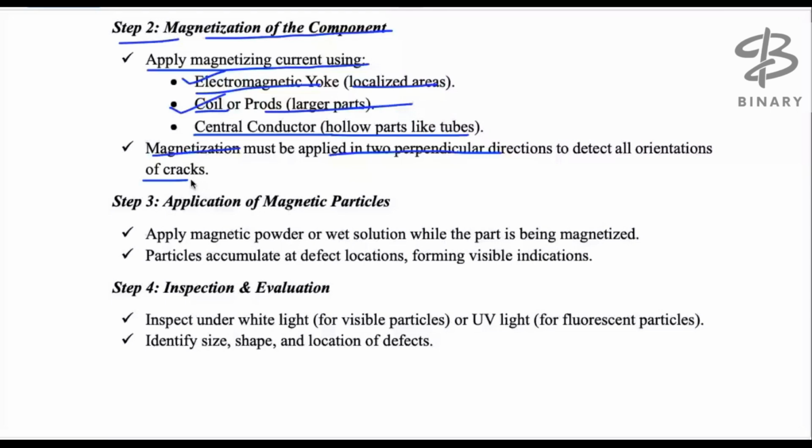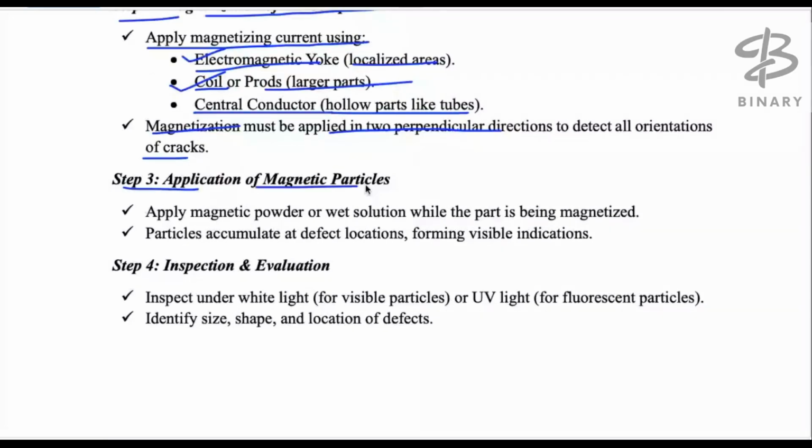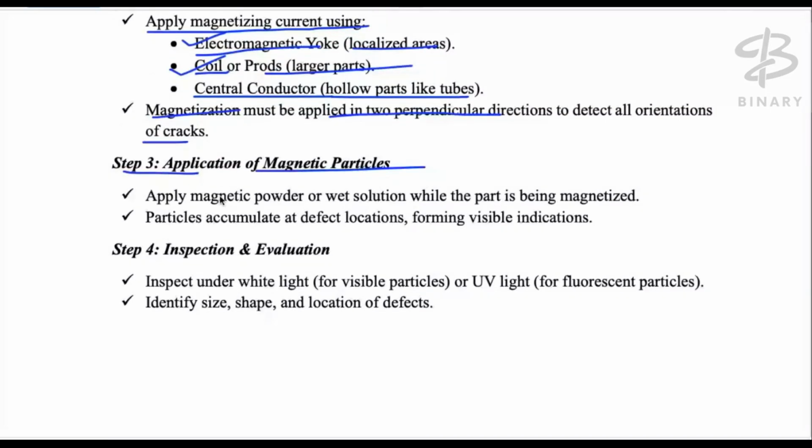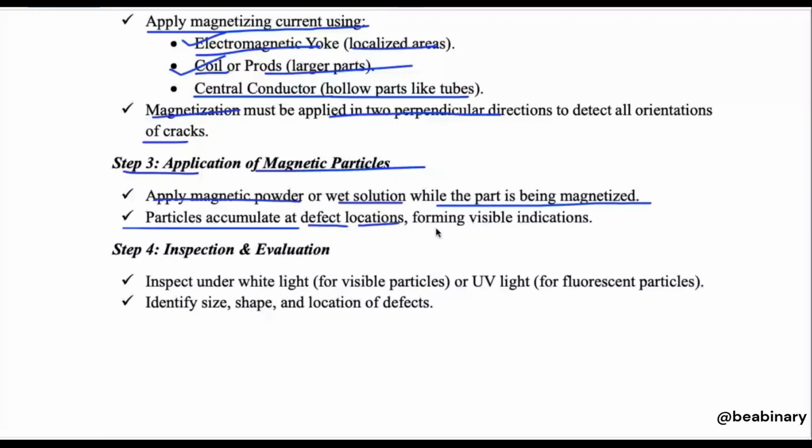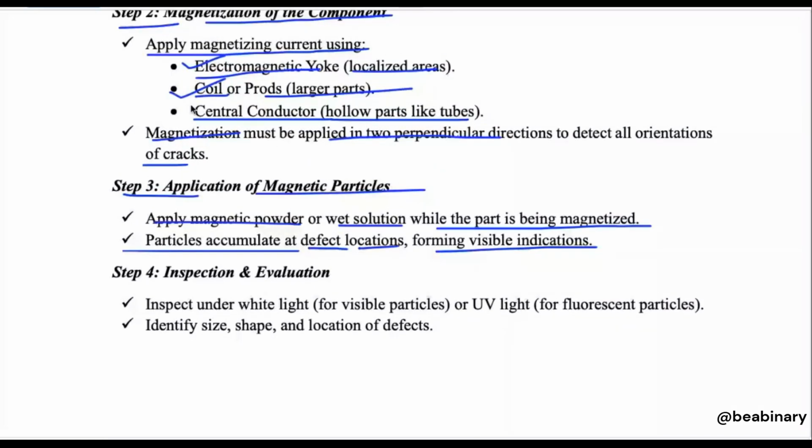Third step is application of magnetic particles. Apply the magnetic particles or the wet solutions, and while the part is being magnetized, the particles accumulate at the defect locations, forming the visible indication. So once you have applied the magnetic field with the help of any of these, then we need to apply the magnetic particles.